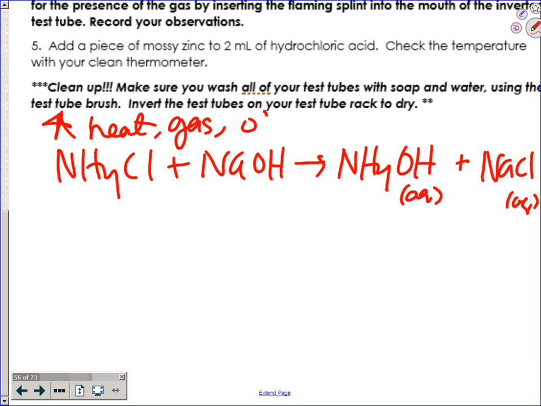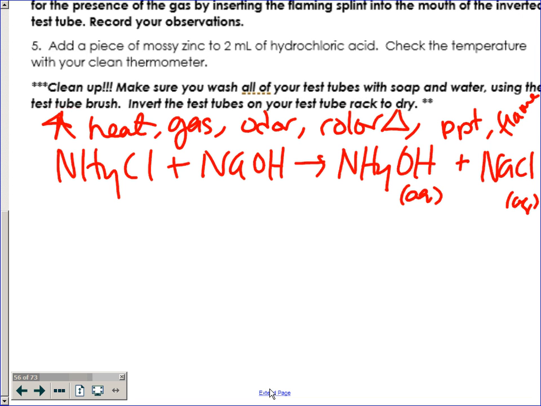So odor, what else could we look for in a chemical change? Possible color change, that would be unanticipated. What else? Precipitate. What else? Flames. Okay, I'm good with that. So there might be some instances where we need to see the reaction before we make our final conclusion. We okay with that? Okay. So number 4.